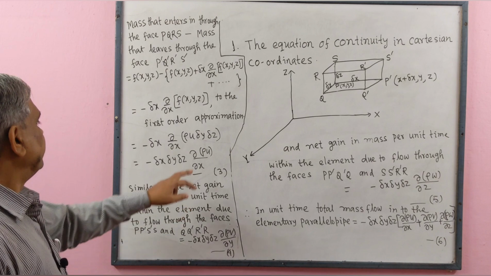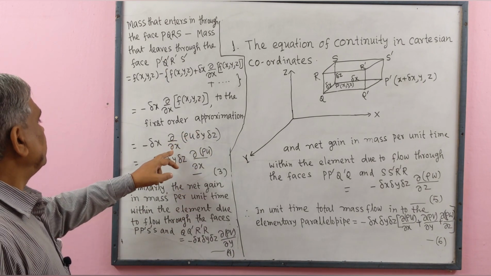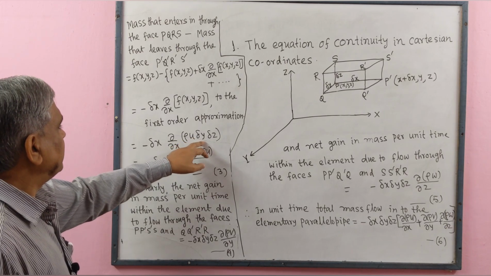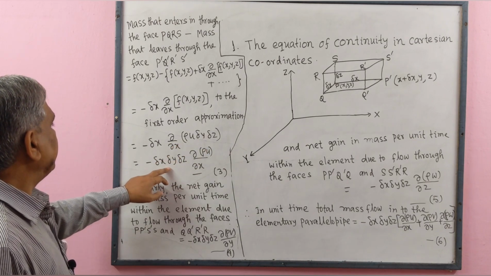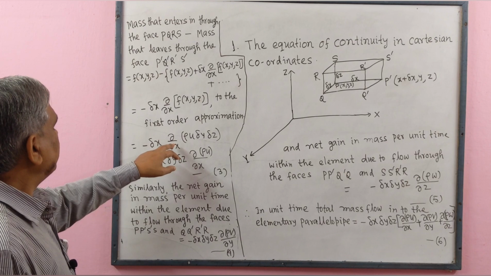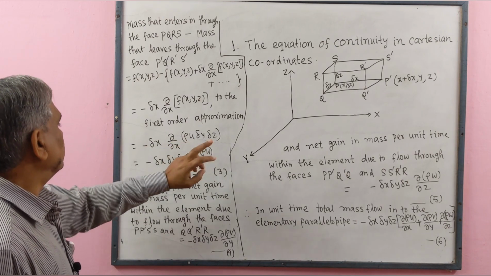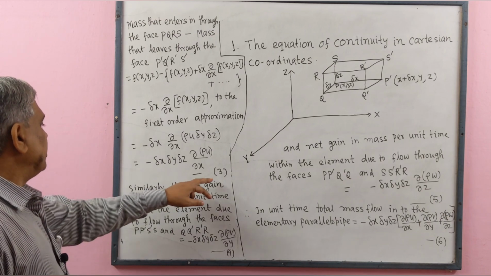Since delta y and delta z are independent with respect to x, we take these two terms outside and then we write delta by delta x of rho u. This is number 3.